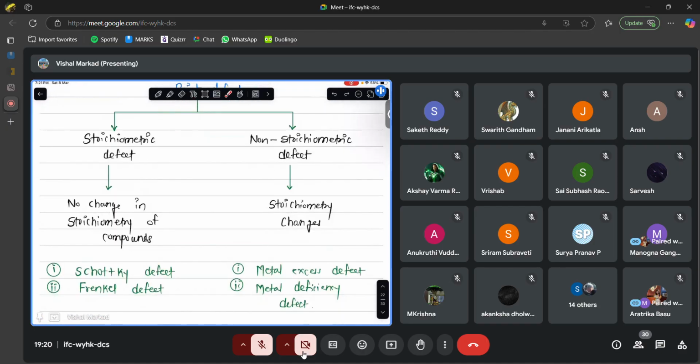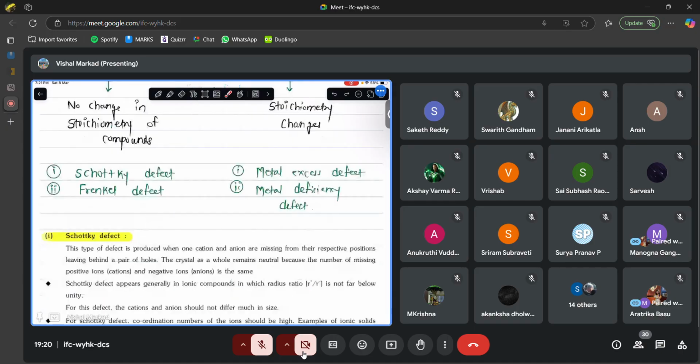Now in stoichiometric defect, there are two examples: one is Schottky defect, another one is Frenkel defect. We have these two for the IP. And non-stoichiometric defect, again two types are there: metal excess and metal deficiency. Now this Schottky and Frenkel, that we'll study now.